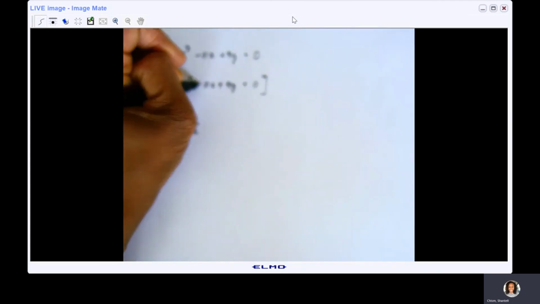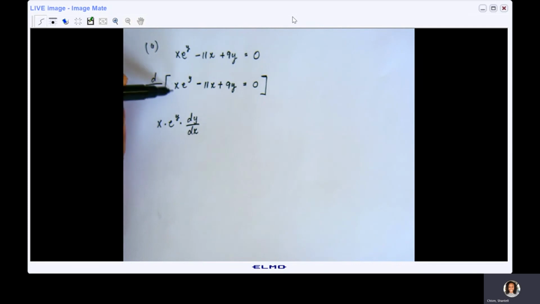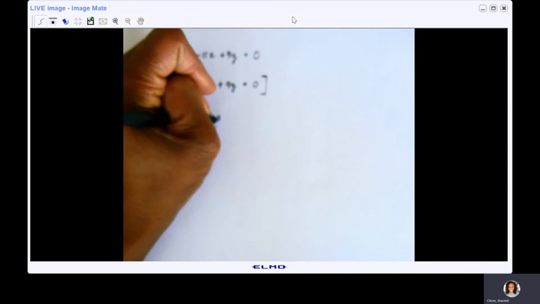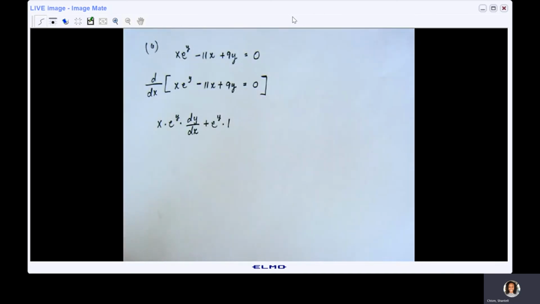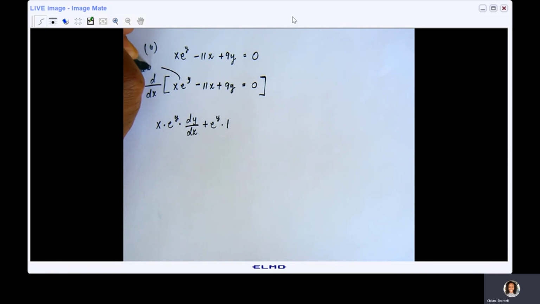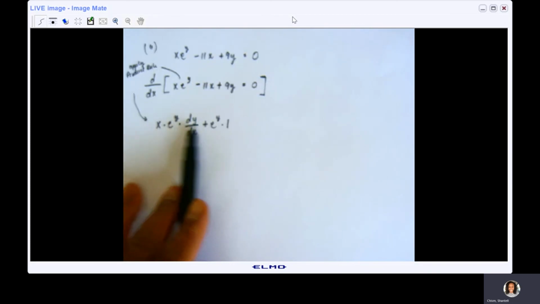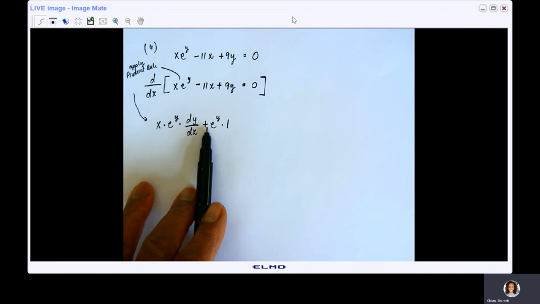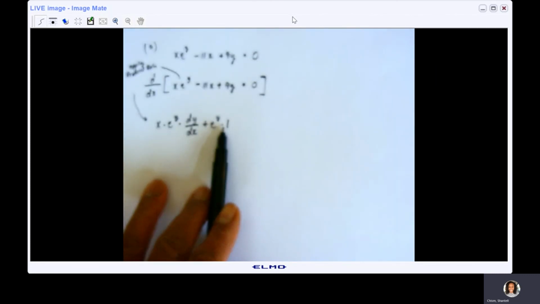Then I say, so that's first times the derivative of the second. Then I say plus the second times the derivative of the first, which is just 1. So right here, I needed to apply the product rule. That's what I did for that first term: first times the derivative of the second, where the outer derivative is its own derivative, and then times the derivative of the inside with respect to x. So derivative of y with respect to x is dy over dx. Plus the second times the derivative of the first.